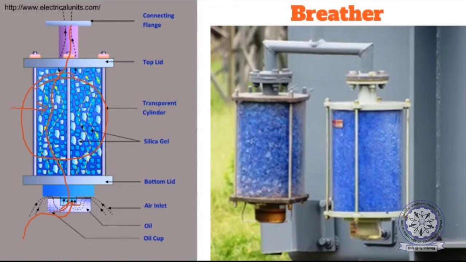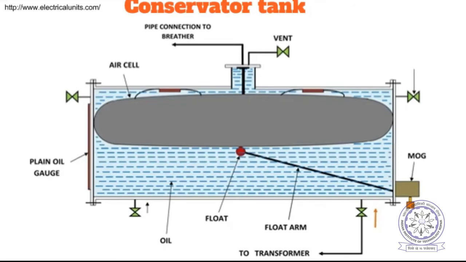Of course, over a period of time, you need to either replace them or heat them and then reuse them. When you heat it on a pan, the moisture absorbed by them will be lost, and then you can reuse them again. So this is the physical structure. You can see there are two such things, and here there is a connection, and here also there is a connection to the pipe. So this is the breather structure, and then the conservator tank.